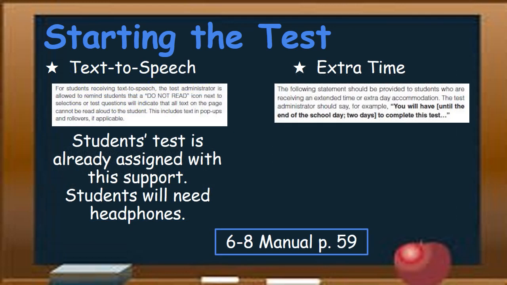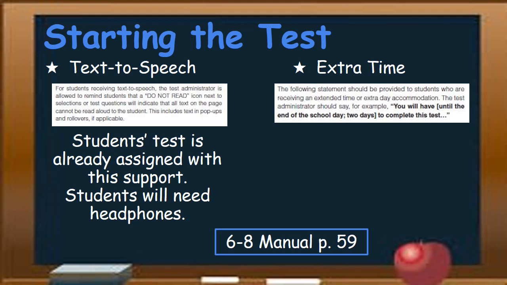I mentioned freestyle on the previous slide. So for example, inside of your manual, it says for students receiving text to speech, the test administrator is allowed to remind students that a do not read icon next to selections or test questions will indicate that all text on the page cannot be read aloud to the student. This includes text in pop-ups and rollovers if applicable. So in other words, on a reading assessment, for example, the student cannot get the reading passage read to them. So if you let the kids know that the do not read icon lets them know that they will not get read to, the kids won't have any questions during testing.